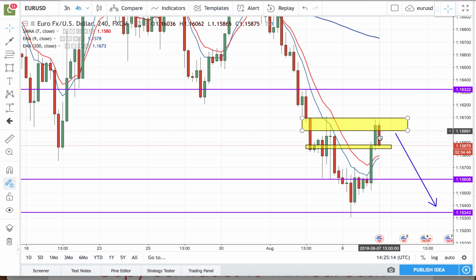If we get a clean break and close below that area, we'll be looking to sell down towards 1.15350, and then we'll just see how it reacts from there. If we start seeing rejections again, as expected, we will just close, or the momentum could carry us quite a lot lower.